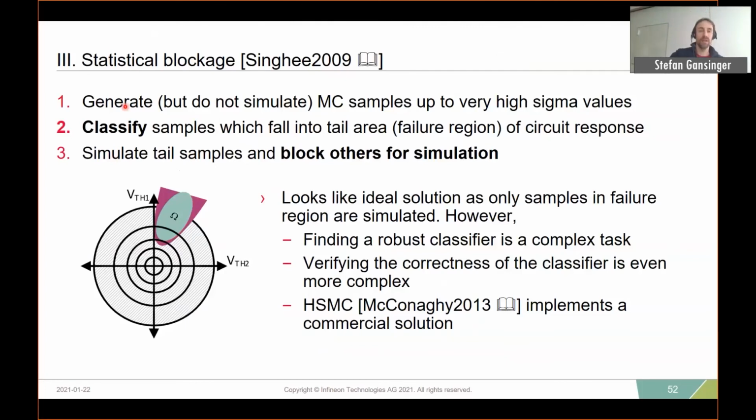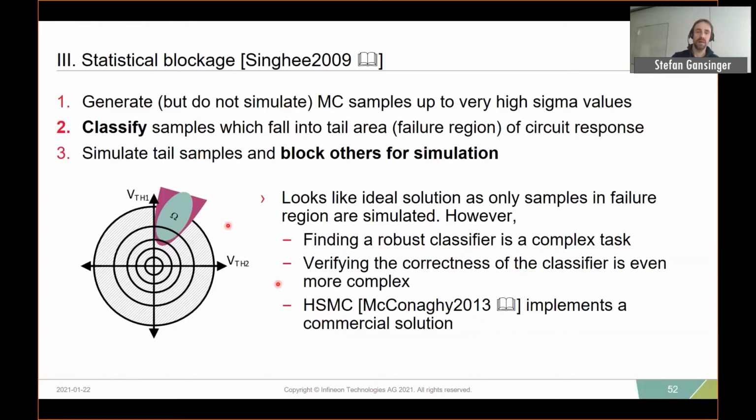And we have samples which are leading to results out of the failure region. And by this classification, this is called blocking now. So we block all samples which are not falling into the failure region. So we are only simulating the samples which fall into the failure region. The crux now, or the complex task now, is to find a classifier which tells us in advance which samples we need to simulate and which samples are not so important for us.